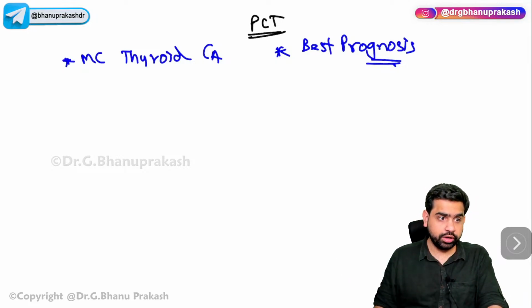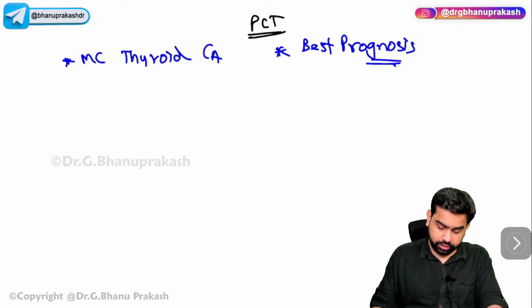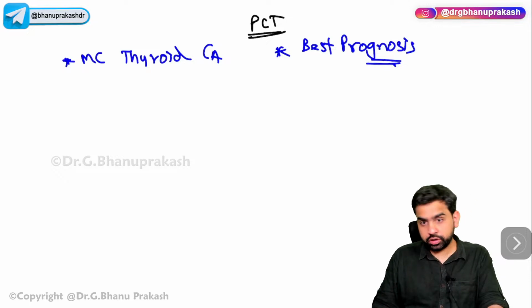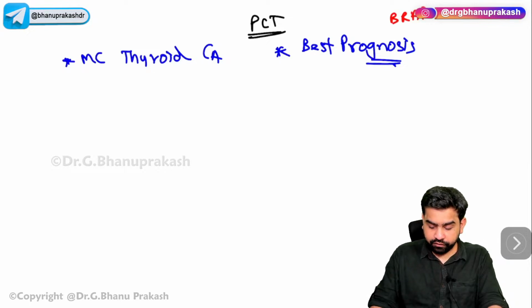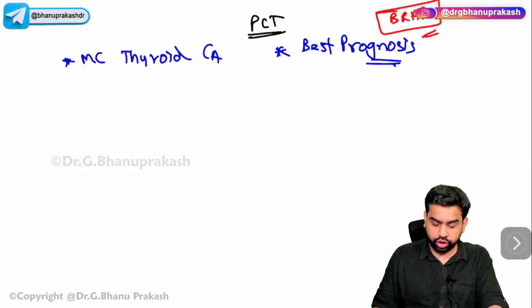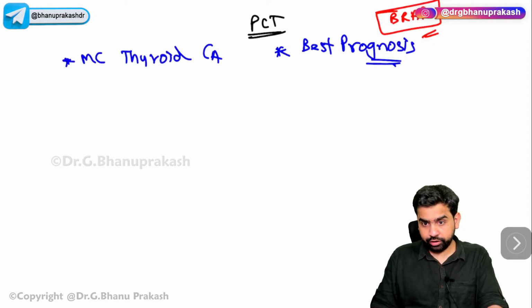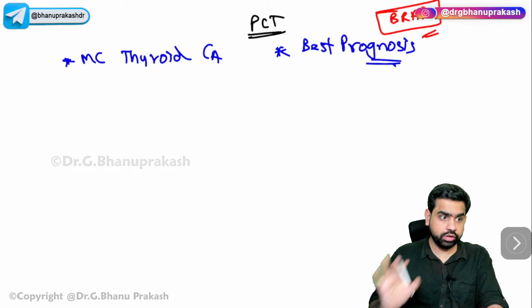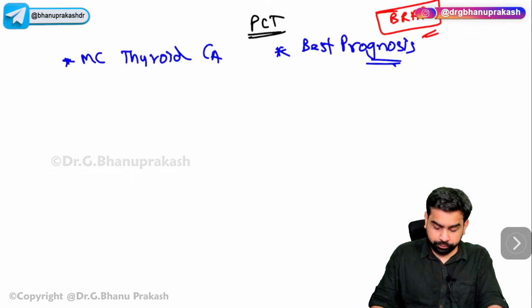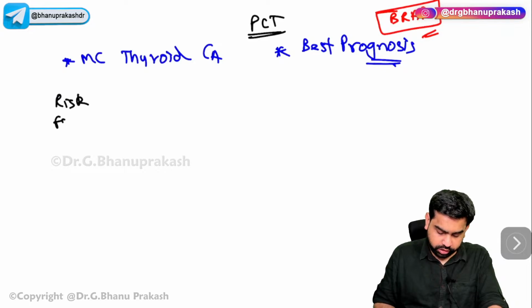Now, another thing you need to understand is the genetic mutation associated with the papillary carcinoma of thyroid. It is a BRAF gene mutation. Okay, so BRAF gene mutation is associated with papillary carcinoma of thyroid. Now, what are the risk factors? So important. What are the risk factors for this?